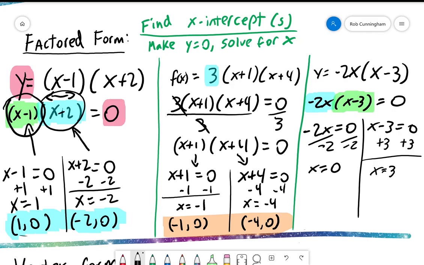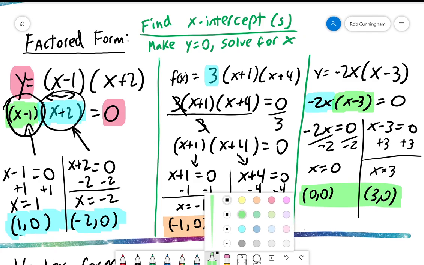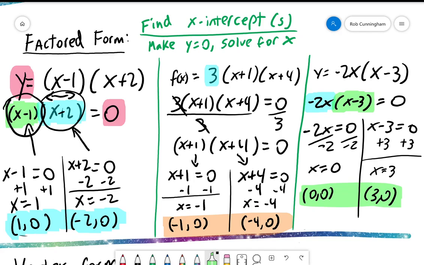You get x equals 3. My 2 points are (0, 0) and (3, 0). Now, some of you may have noticed really quickly this relationship between the factored form and the answers.